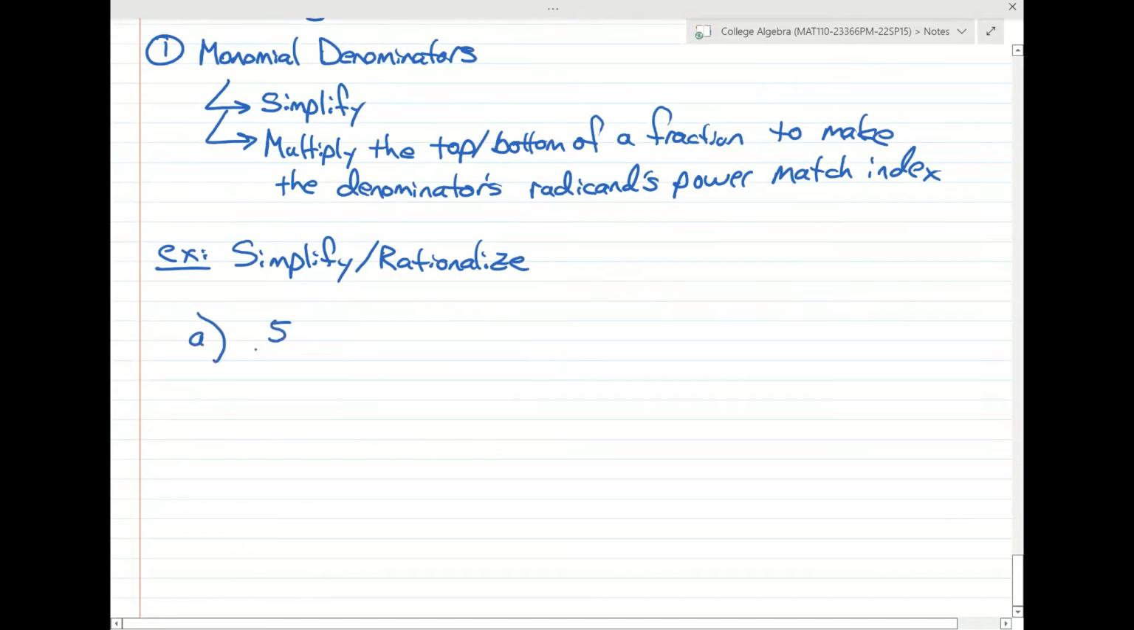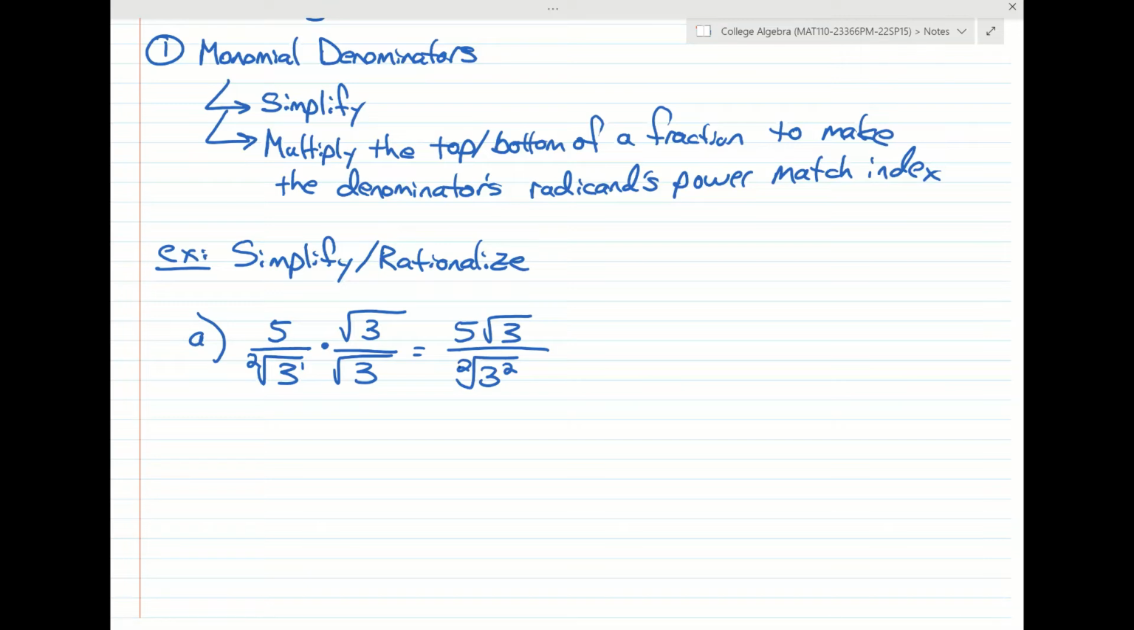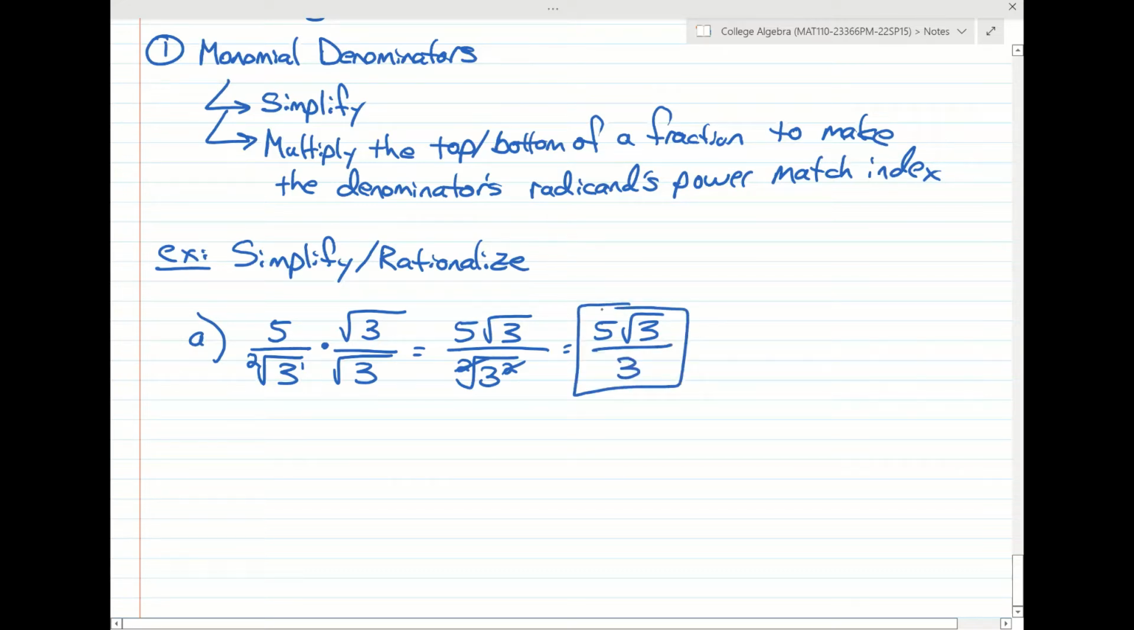If we had 5 divided by the square root of 3, what is the index? The power of the 3 is 1. In math, you are not allowed to have a radical in the denominator. So the way that we get rid of it is we want to make the index of 2 the same as the power of the radicand. So if we multiply the top and bottom by the square root of 3, this gives us 5 square root of 3 on top, and on the bottom we get the square root of 3 to the 2nd. That allows these to cancel, just 5 over 3. You just don't want a radical in the denominator. So you multiply by whatever is going to match that power with the index.